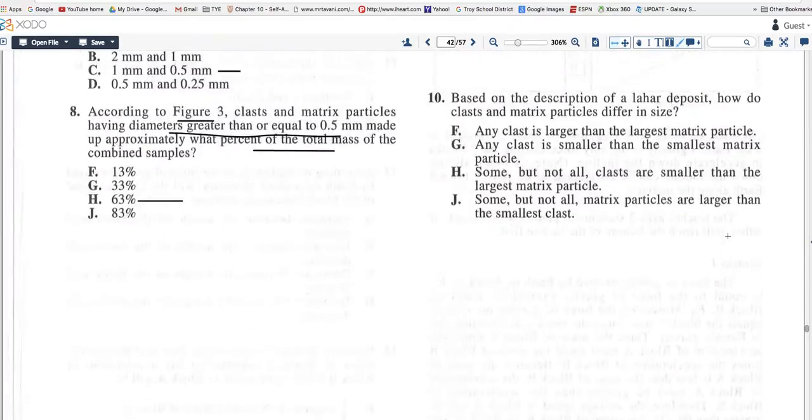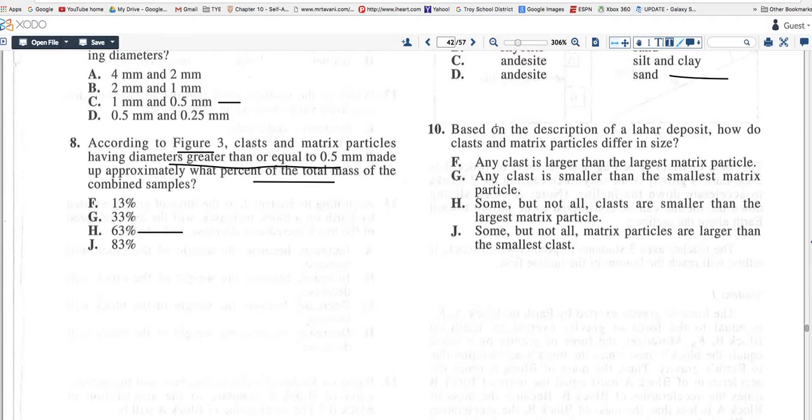Instead of looking for figures 1 and 2 or studies, when it says based on the description, that is an indicator for you need to read the intro. That is the only way you'll get your answer. So, who wants to do this one?